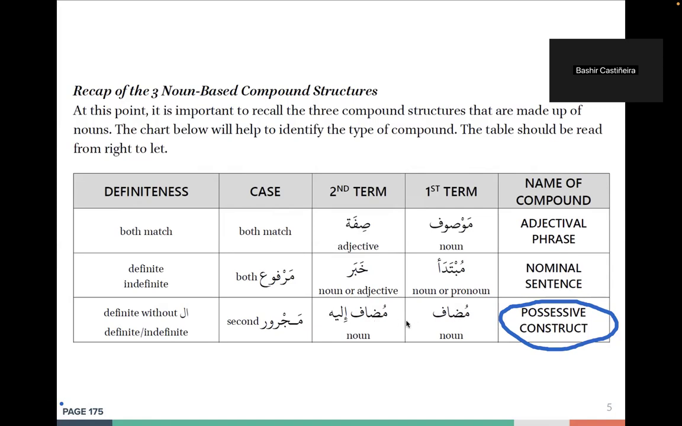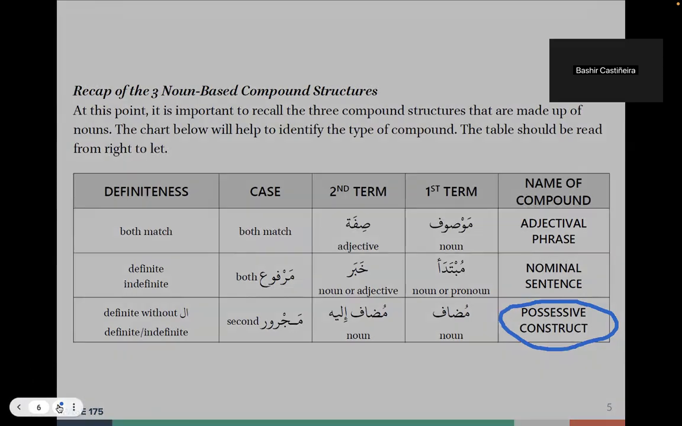So qalamu Zaidin, for example, the pen of Zaid. To translate an idafa, we would typically just add "the" at the beginning and "of" in the middle of the two nouns. قلم زيد, the pen of Zaid. It is very important to know that the first term, the mudaf, cannot have al, cannot have alif lam, and cannot have tanween either. And the second one, the mudaf ilayh, is majroor. Let's look at this a little bit more in detail.